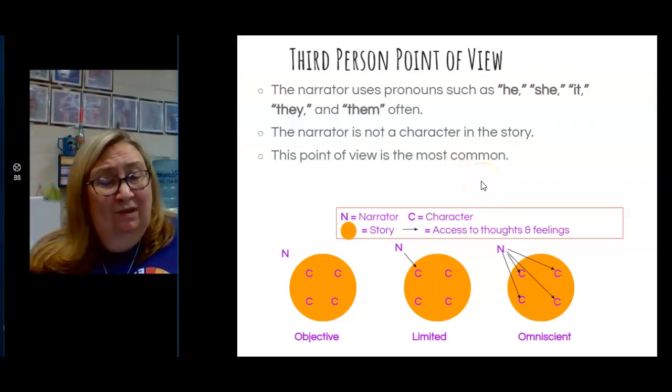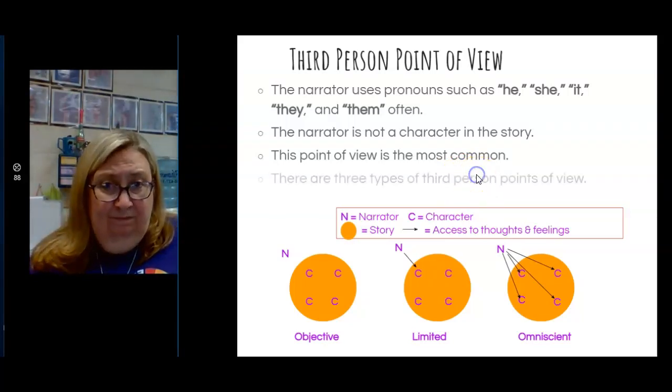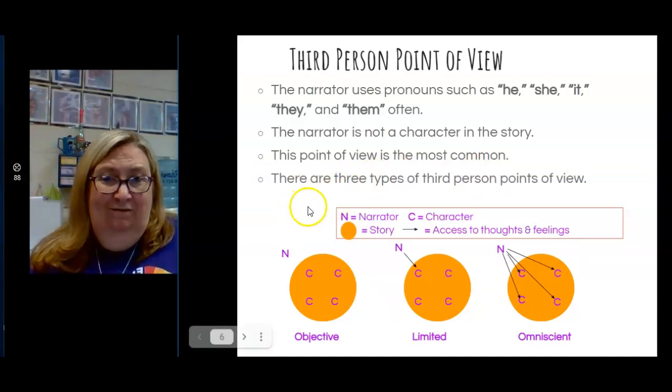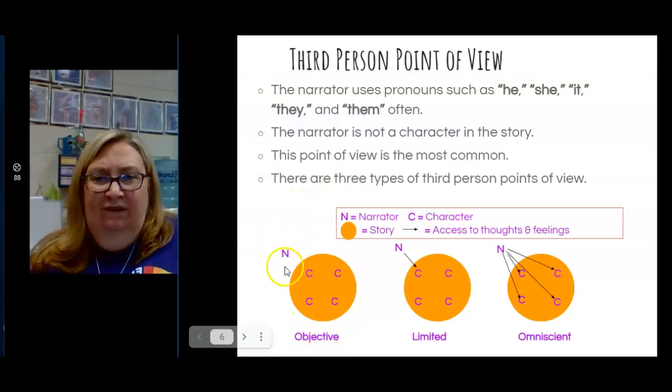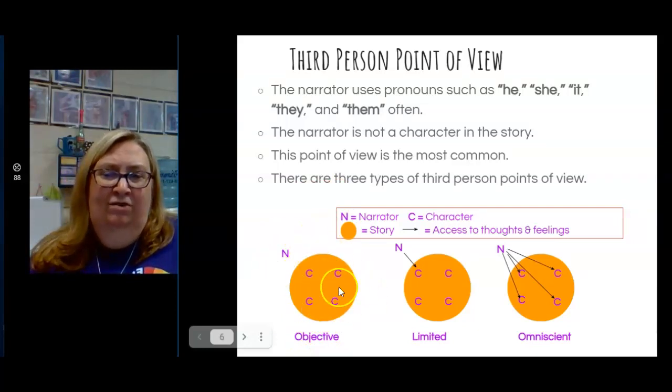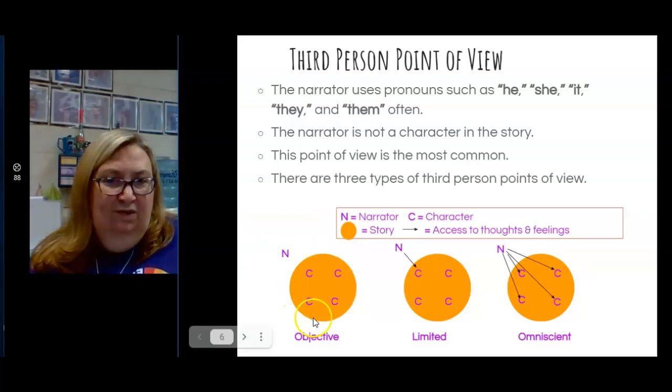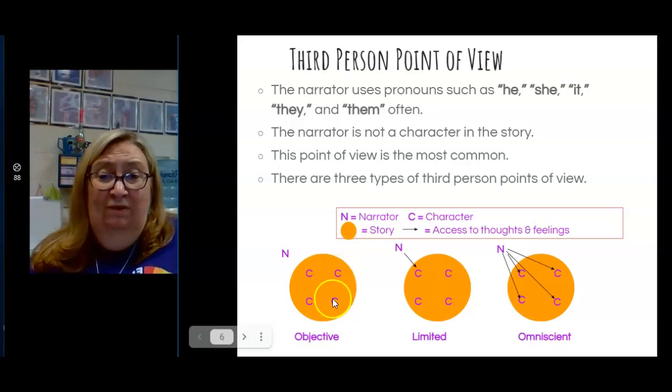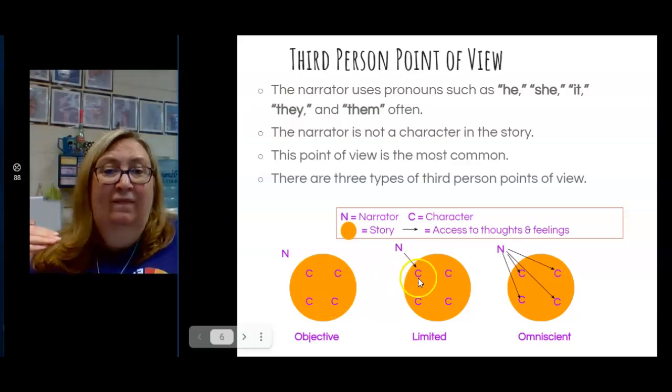Now, there are actually three different types of third person point of view, and here they are. You have the objective point of view, where here's the narrator and here's the story, and here are all the characters in the story. And the narrator is looking in and he just sees what he sees. He sees what any person looking in would see. He hears what any person looking in would hear. It's objective. I don't know the thoughts or the feelings of these characters. I only know what they do and what they say.